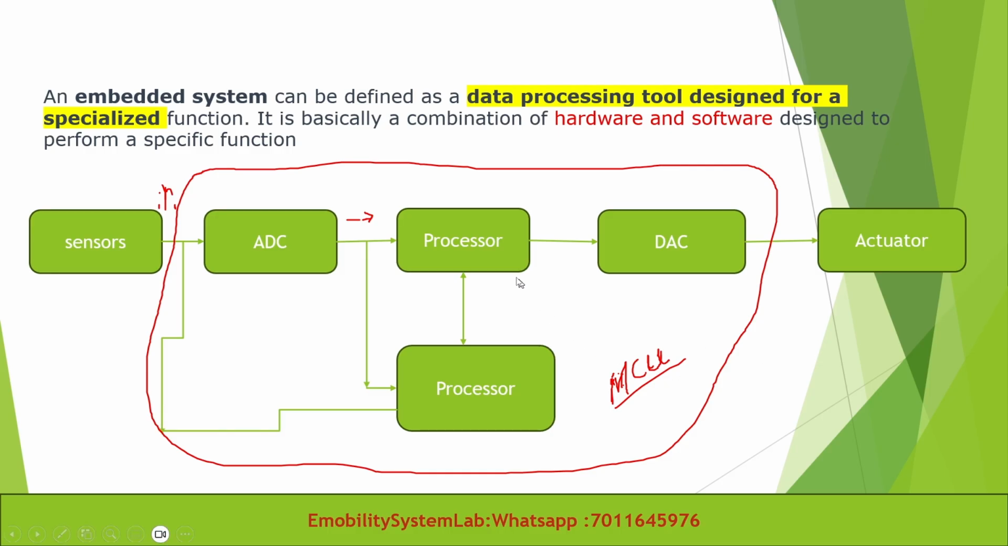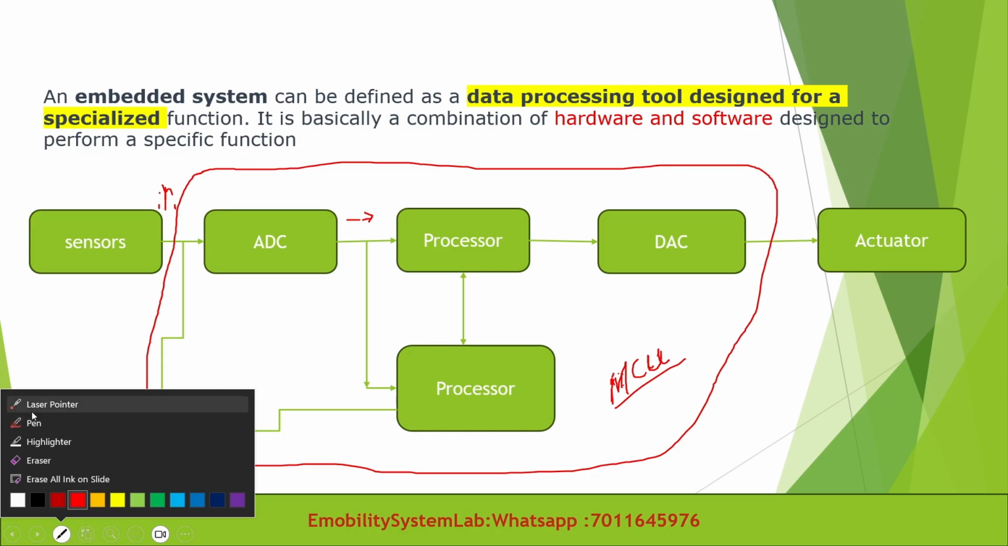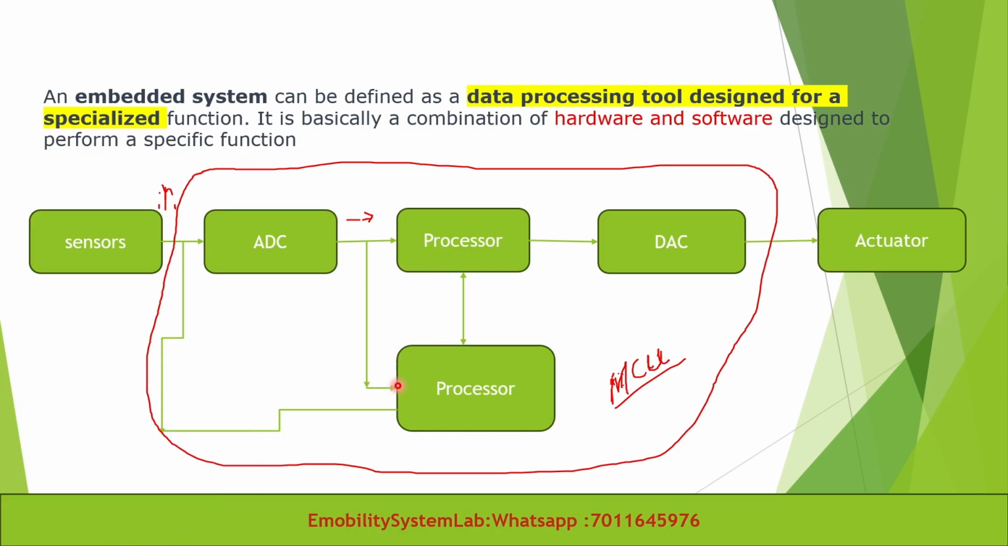So why have I written processor two times? You can consider this one is a different microcontroller. Suppose this is your STM32 and this is your ESP32 microcontroller, and both microcontrollers are communicating with each other. There would be some bidirectional communication between both microcontrollers, and there would be communication protocols like UART. On the UART, both processors will communicate with each other.